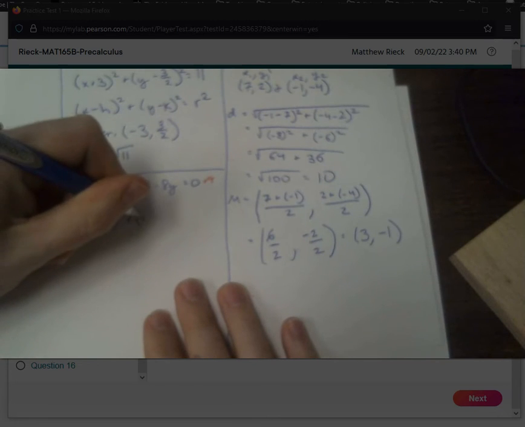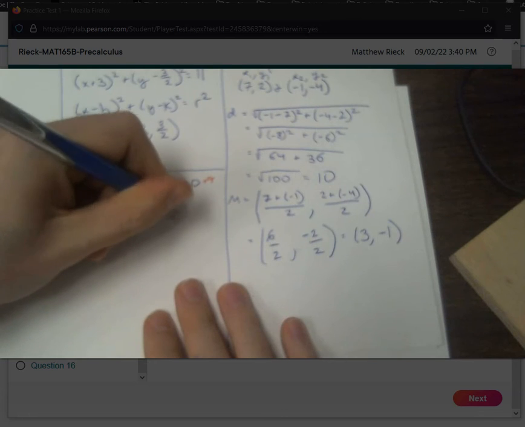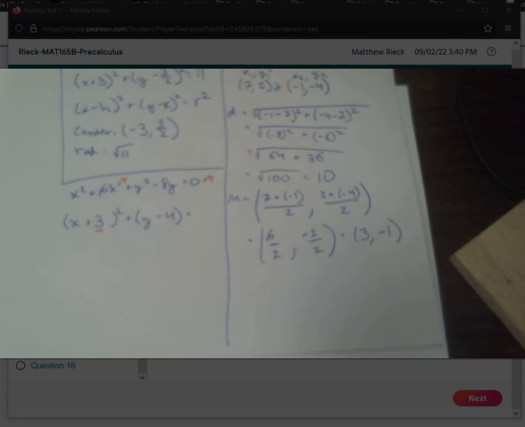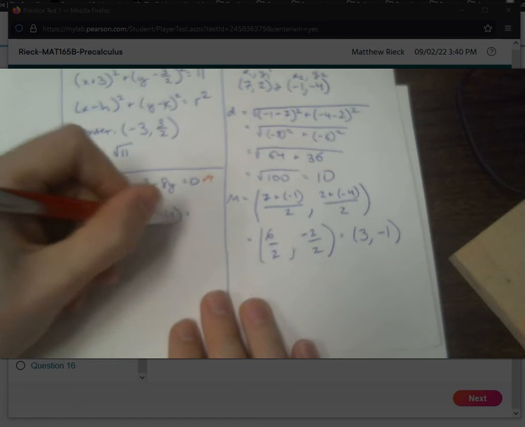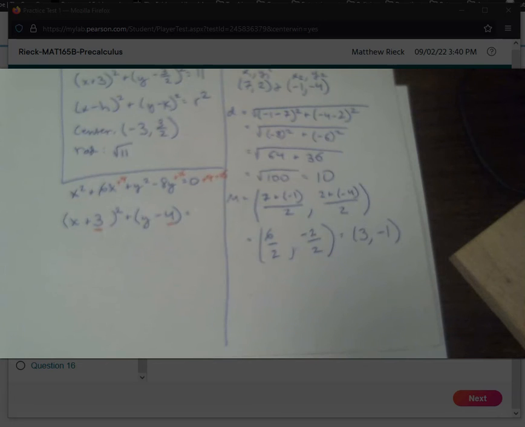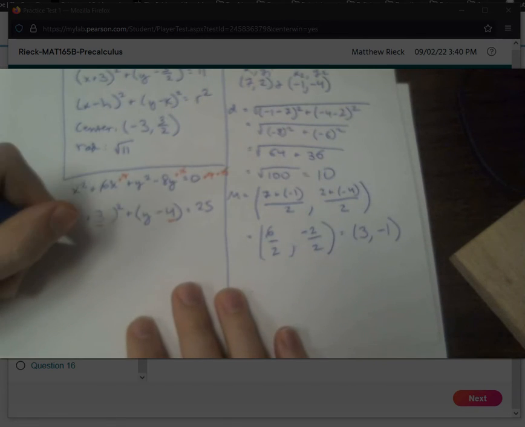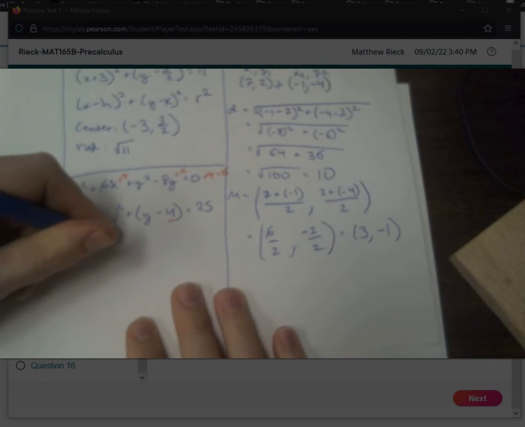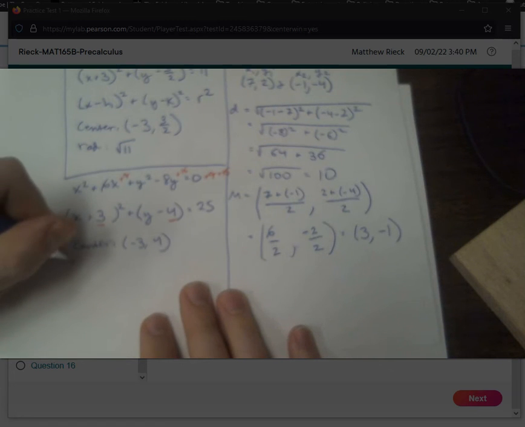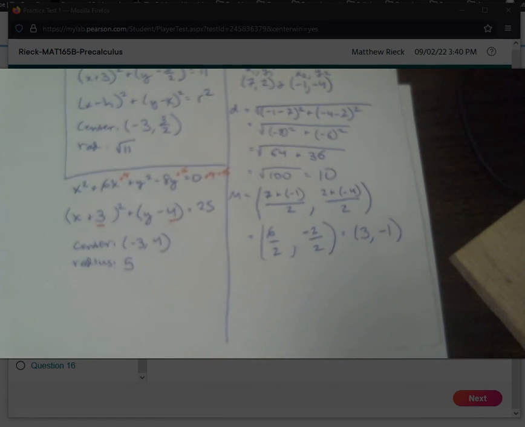And likewise for my y, 1/2 of -8 is going to be -4. When I square this, I end up with positive 16. So I end up with 9 plus 16, which is going to be 25. All right, so then my center is going to be -3, 4, and my radius is going to be 5.